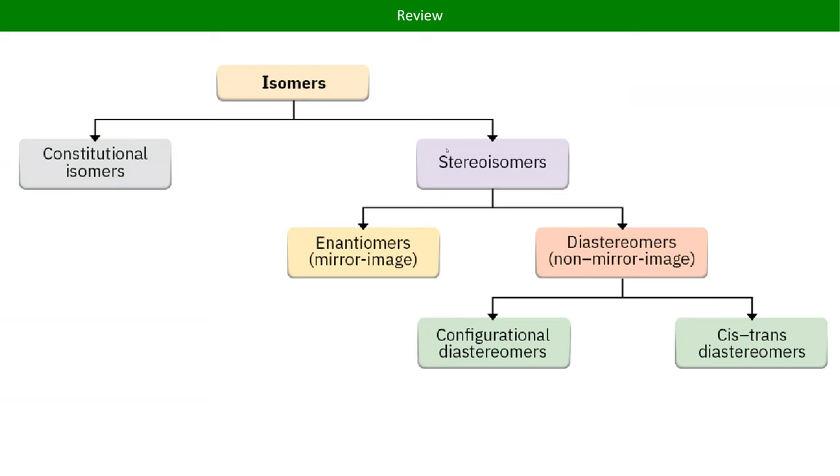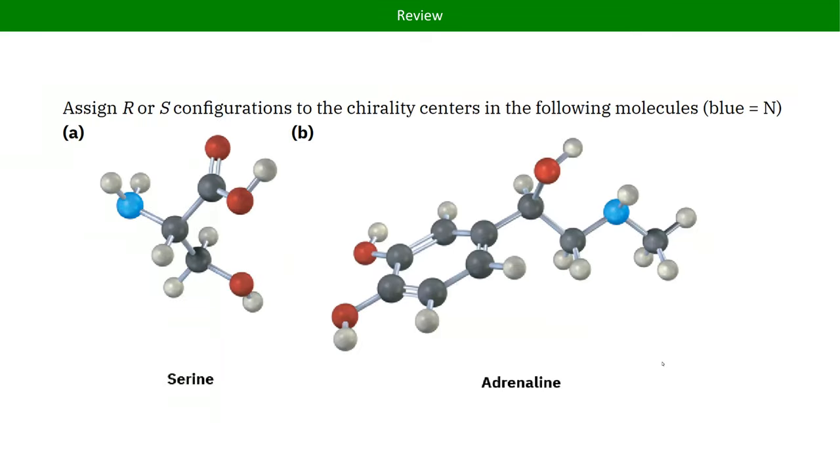All right, so the other thing that I think is kind of fun about our new textbook is the practice problems at the end of the chapter. Almost all of them use stick and ball models rather than just drawing it out for you as a skeletal structure. So I thought this was a kind of fun practice problem. We're going to assign R or S configurations to all of the chiral centers, all of the chiral carbons in these molecules. So we'll start with serine on the left.